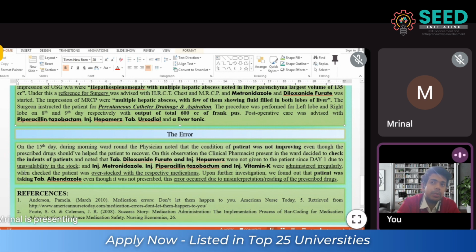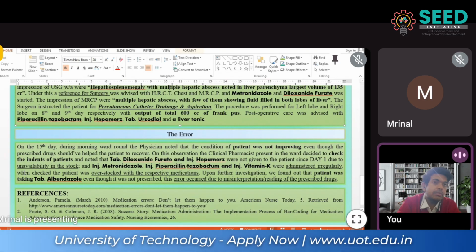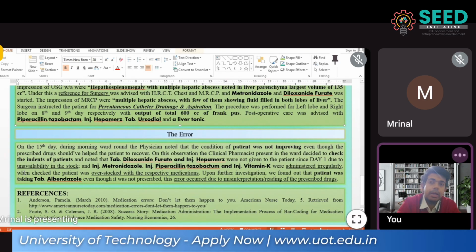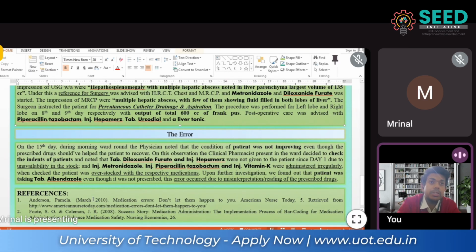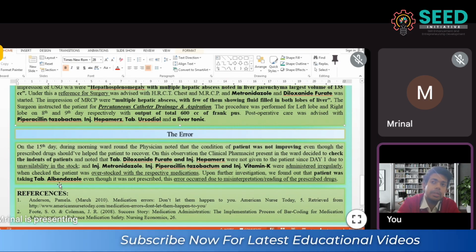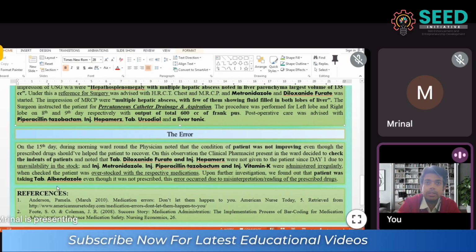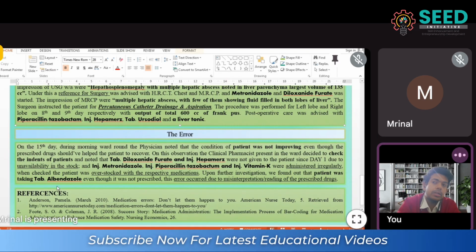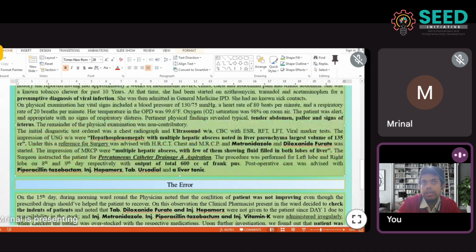When checked, the patient was overstocked with the respective medicines. Upon further investigation, we found that the patient was taking tablet albendazole even though it wasn't prescribed. This error occurred due to misinterpretation and misreading of the prescribed drugs. The clinician must have tried metronidazole, but since it was not available, the nursing staff decided to give the patient albendazole, and this resulted in patient harm.